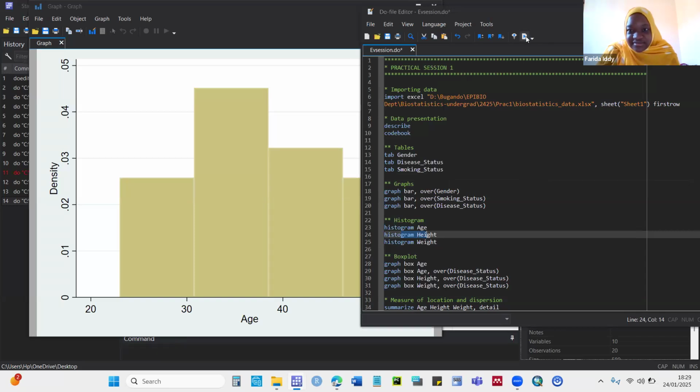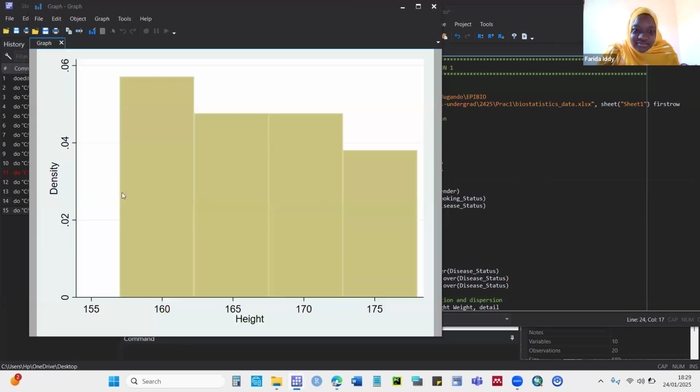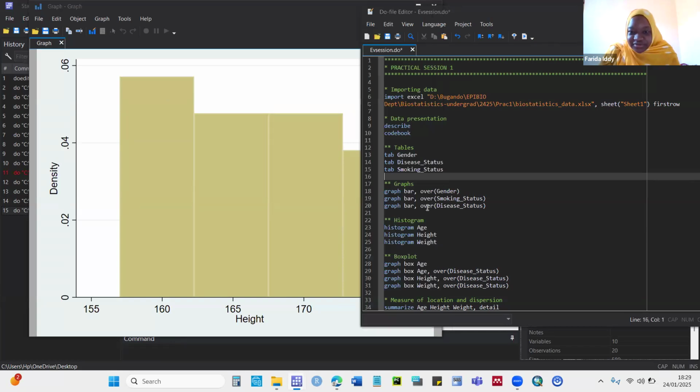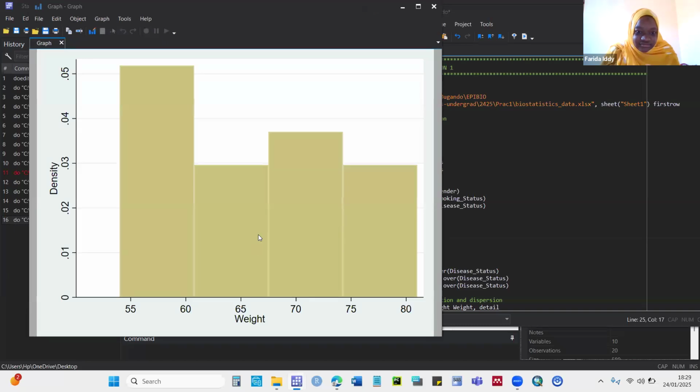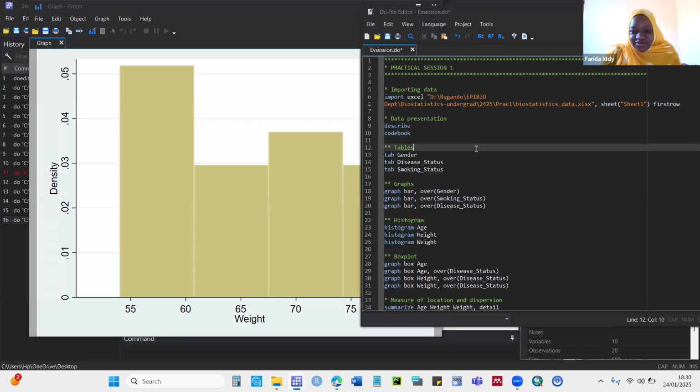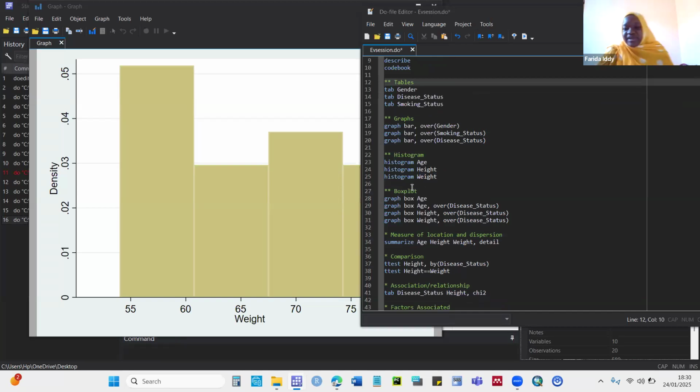And for this height, it is a bit skewed because we see that we have high, then it keeps decreasing. And for weight, it's not normal because it decreases and then goes up again, and so on. So for the box plot, as I explained, you can just draw it for one continuous variable over a categorical variable.